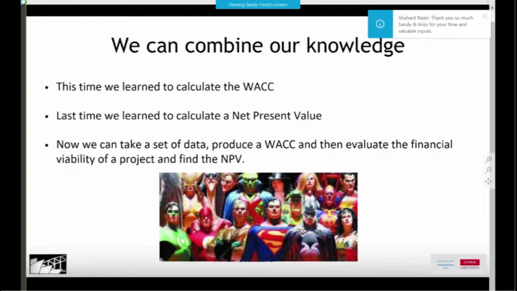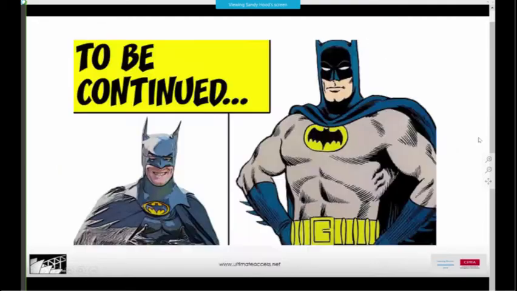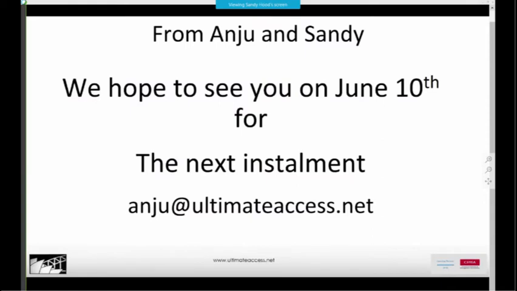So we've learned to calculate WACC. We've learned in the previous class to calculate net present value, and we can now take a set of data and produce a WACC, and then go on from there to find the net present value. So we can continue with this character looking on at us. So I hope that was handy.